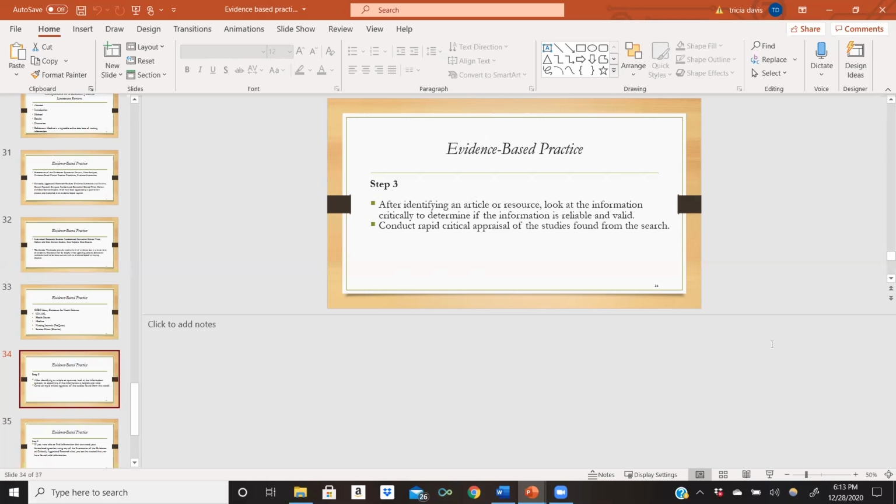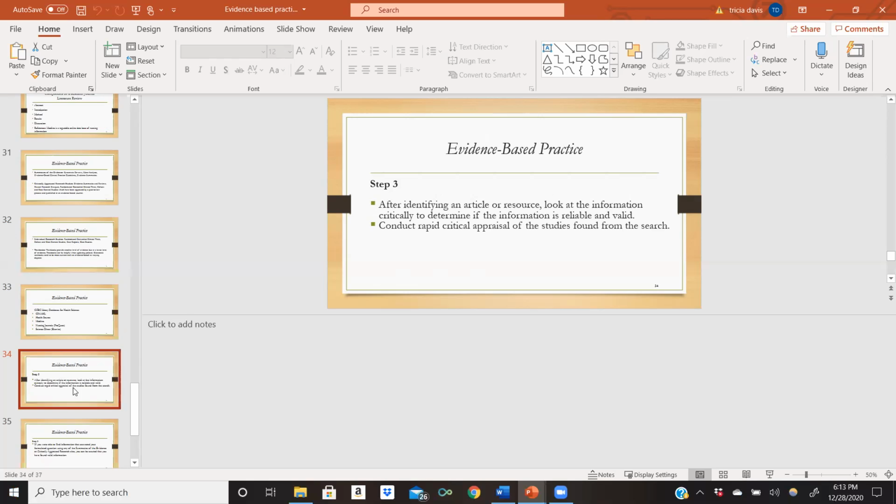The second one is, are the results valid? So did the investigator measure what was intended to be measured? Did they leave anything out? And were the results reliable? So were the measurements consistent across the entire time? And then number 3, will the results of the study improve patient care?